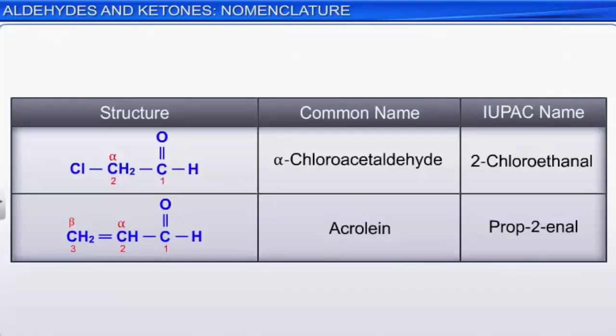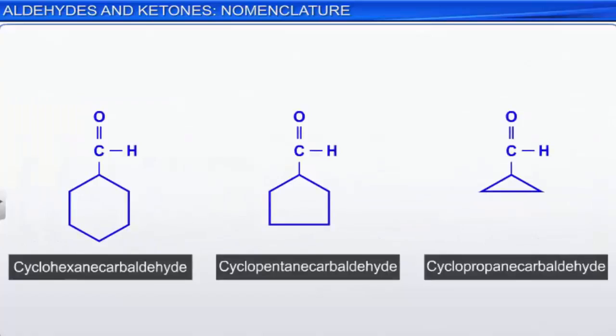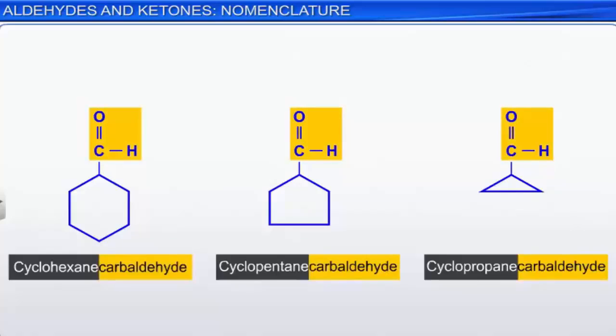Here is a list of some aldehydes with their common and IUPAC names. From the list, you can see that the IUPAC name for alpha-chloroacetaldehyde is 2-chloroethanal and for acrolein it is propenal. In the IUPAC system, when the aldehyde group is attached to the ring, the suffix carbaldehyde is added after the name of the cycloalkane.